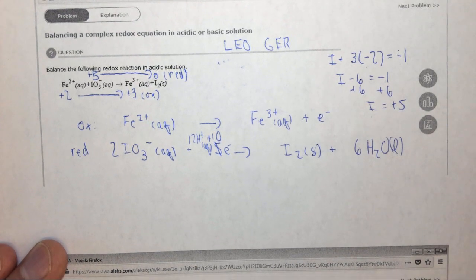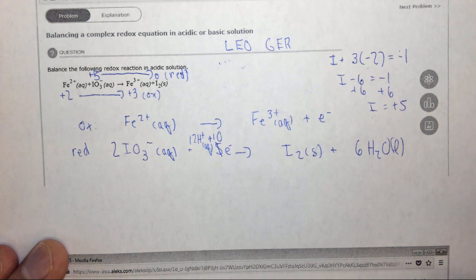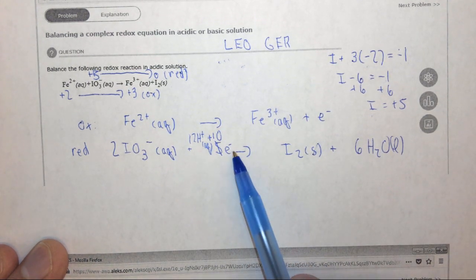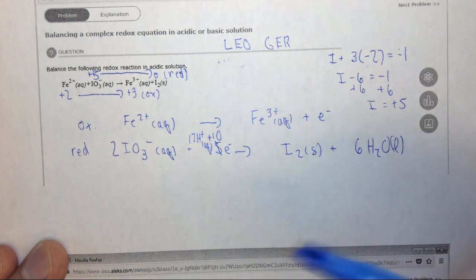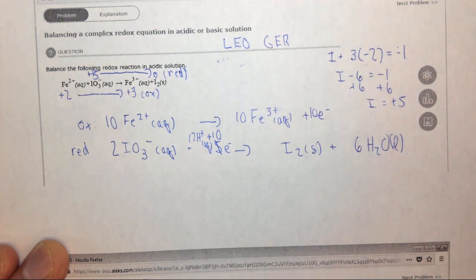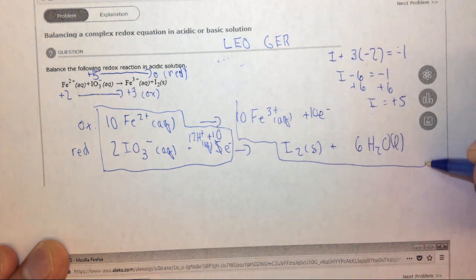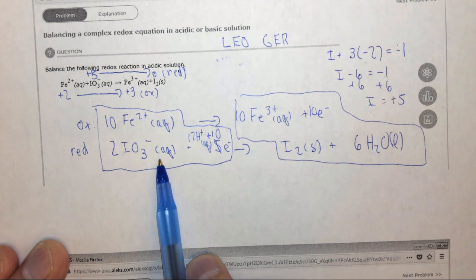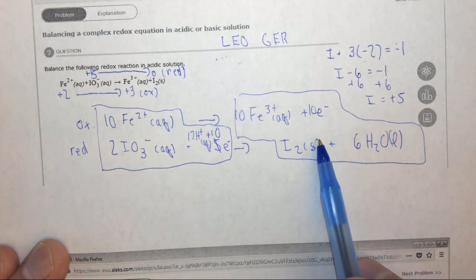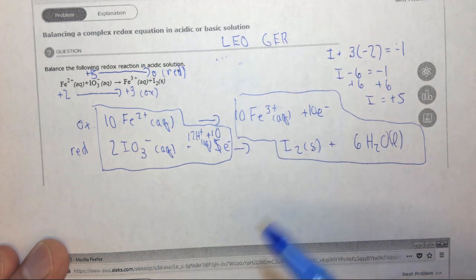Now we want to add these reactions together in a way that the number of electrons cancels out. Well, if we have 10 electrons in this reaction, we need 10 electrons in this reaction. So we multiply everything by 10. We just do the reaction 10 times. Now the electrons will cancel out. Recall that to add reactions together, we simply write everything on the reactant side from both reactions, everything on the product side from both reactions on the product side, and then cancel anything out that's on both sides.